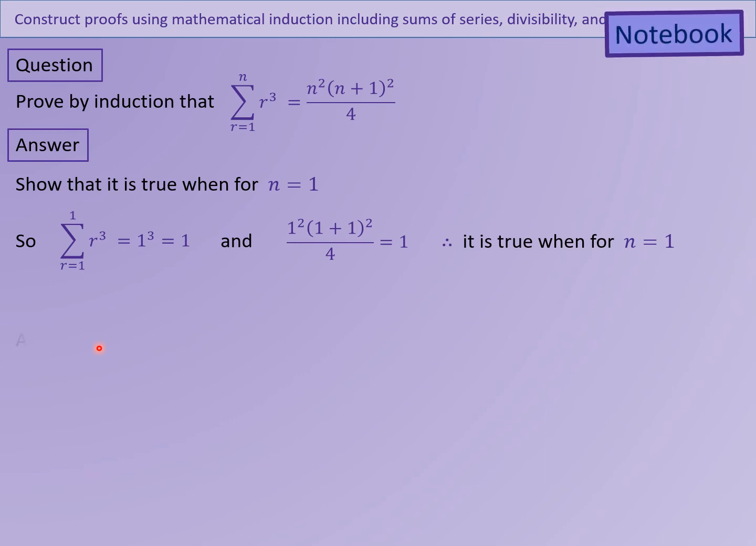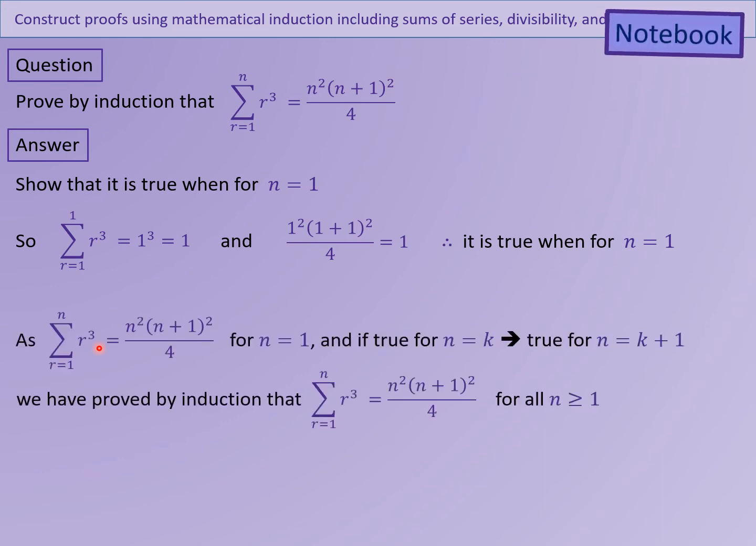We now need to put a conclusion. So as this is true for n equals 1, and if it's true for n equals k, we can use this arrow if we want to mean implies, it implies it's true for n equals k plus 1. We have proved by induction that this is true for all integer n greater than or equal to 1.